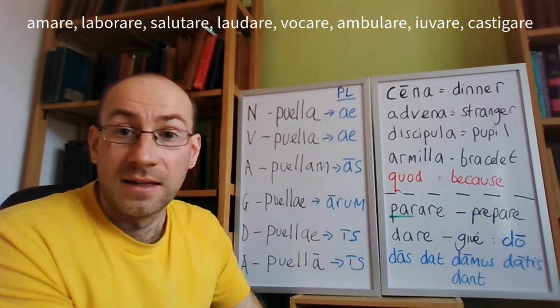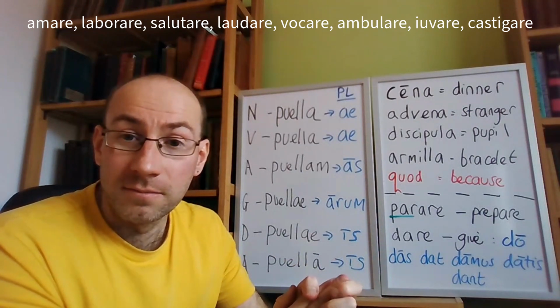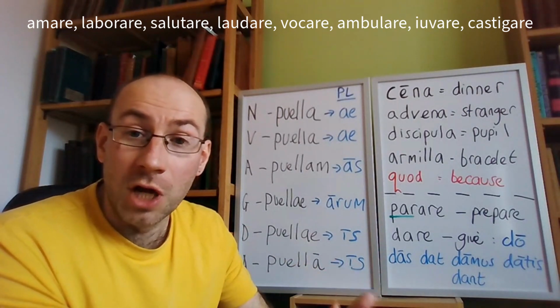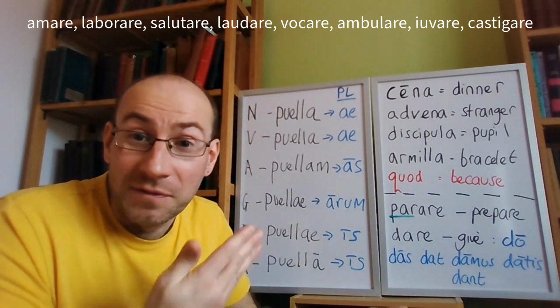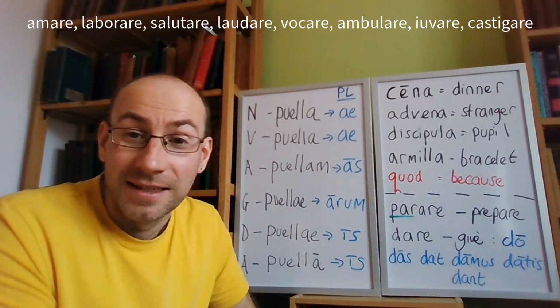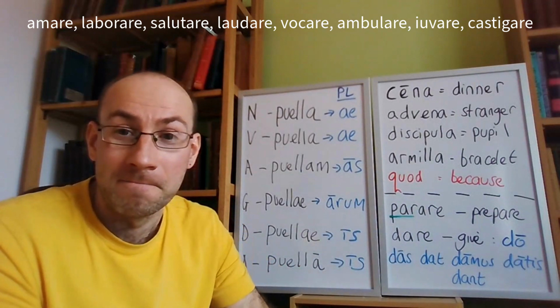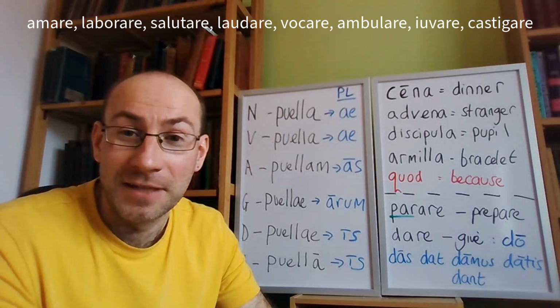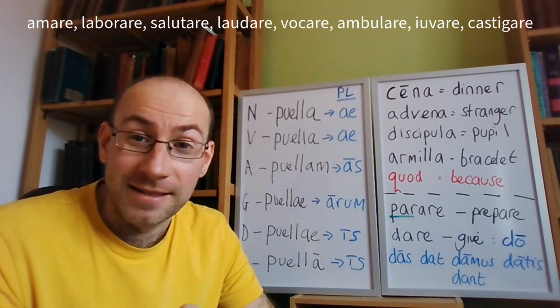So, dare, to give. Do, das, dat. Damus, datis, dant. And when we're saying that, we can hear dative. Do, das, dat. Dative, the giving case. I give something to somebody. Do, das, dat. Damus, datis, dant.